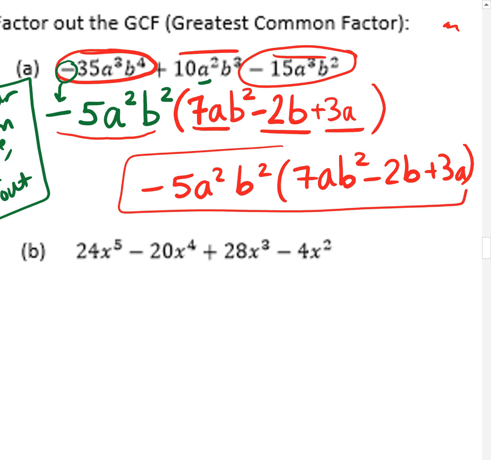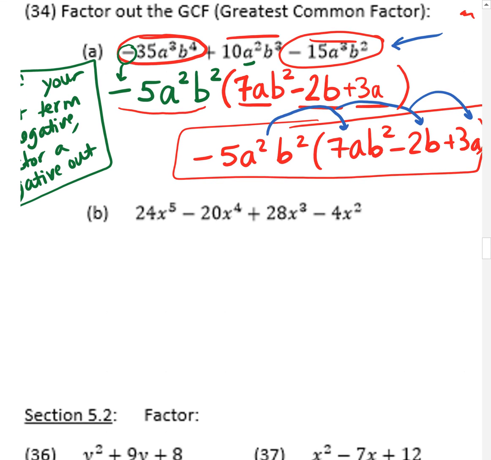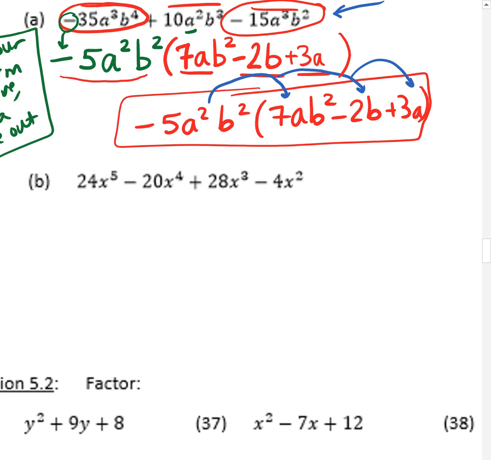There it is. And these ones are easy to check, all you have to do is distribute. So try to go backwards to check. What if I multiply this by this, and then this, and then this? Do I get what I started with? If you don't get what you started with, you either factored the GCF out wrong, or you multiplied wrong when you checked. One or the other is going on, so you better be careful.